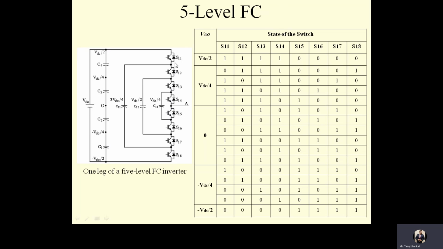I know the S11 is turned off, so I will move from this point to C11 capacitor, and now I am observing a 3 VDC by 4 voltage level. Now with this voltage 3 VDC by 4, I am moving towards the switch S18, which is short, and hence I will get to a point where the voltage level is minus VDC by 2. So the net voltage I am observing at this point will be 3 VDC by 4 minus VDC by 2. Hence the net voltage will be VDC by 4.